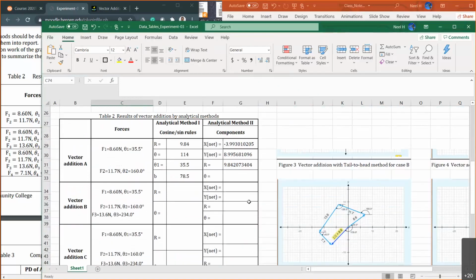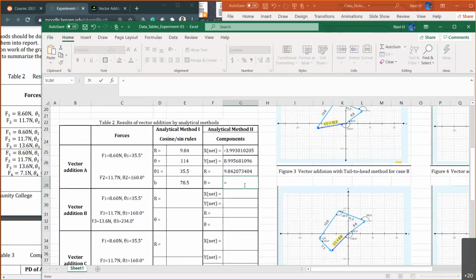Okay, so let us see how to get the theta here. Equal sign. I need arctan, but remember Excel automatically gives you the radian value. I need to convert into degrees. So that means I have to put the degrees command here and then arctan, atan, right? Arctan. And then I need y divided by x. So this is the y component over the x component net, okay? Close brackets, then close the outer brackets for the degrees.